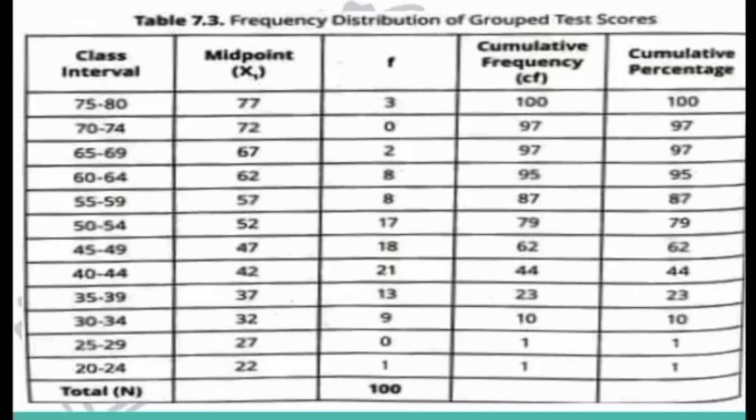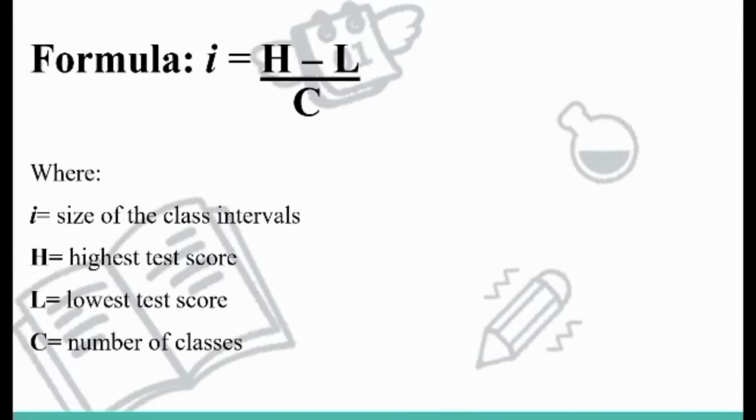Ang class interval daw po ay usually given na. Halimbawa po dito sa table, ang class interval natin ay 12 because nahati-hati na siya until 12 place. Paano naman siya nahati-hati? Nahati po siya sa pamamagitan ng pag-solve sa size of the class intervals or ang i. Dito sa table, ang size of the class interval is 5. So, paano ba natin makukuha ito? Dito, gagamitin natin ang formula na i, size of class interval, equals highest test score minus lowest test score, divided by the number of classes.